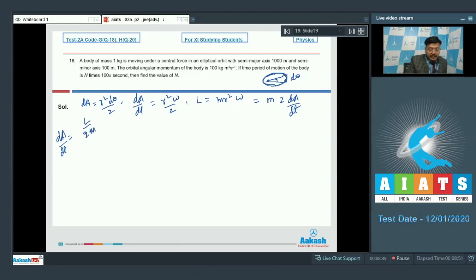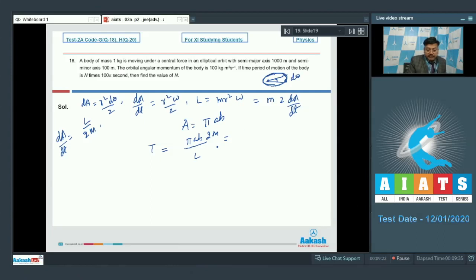Now L has been given, m has been given, so we have the aerial velocity, the rate at which area is being described. The total area of the ellipse will be pi AB, pi times the product of semi-major axis and semi-minor axis. The time it will take to complete one period will be the area divided by the aerial velocity. That means pi AB divided by L by 2m.